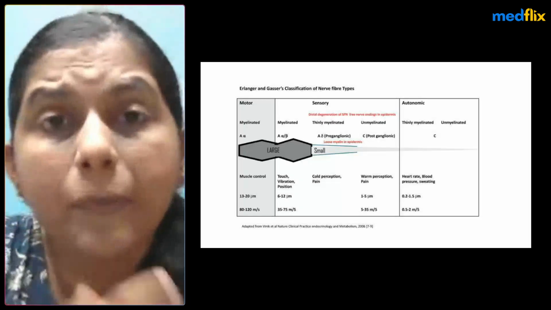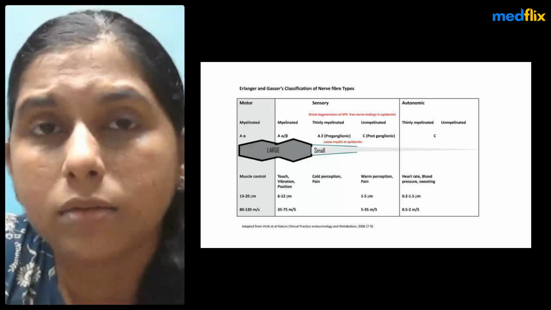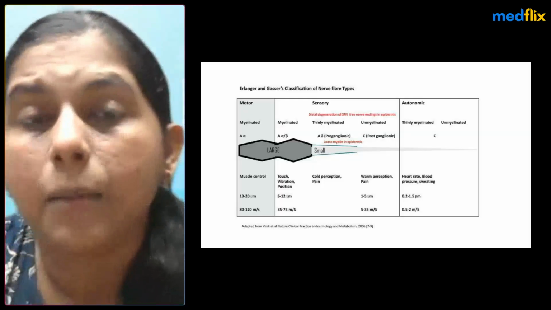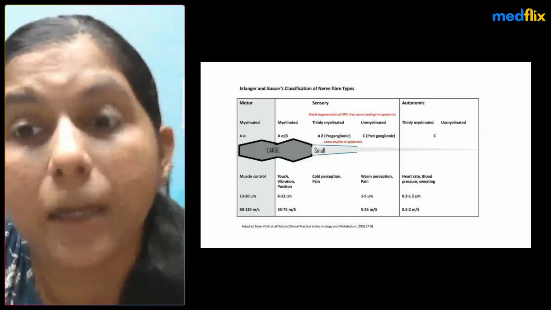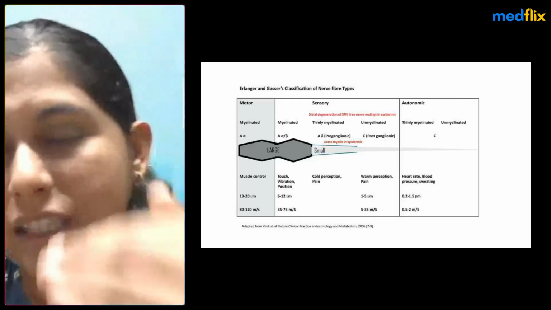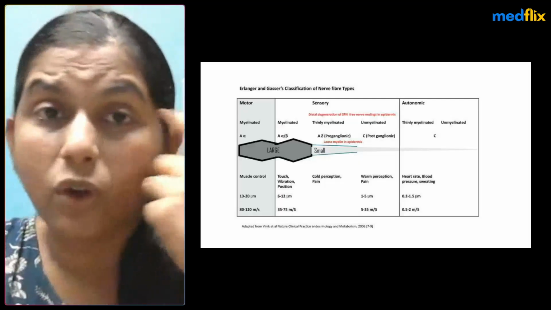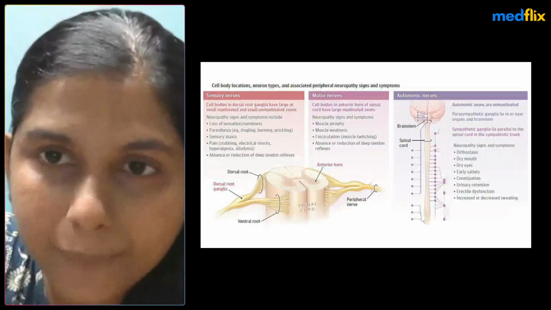Now, we start from the basics. So we know that the nerve fibers are divided into the large fibers, the small fibers, motor, sensory, autonomic, and they are myelinated and unmyelinated. And at this juncture, knowing this will tell us what are the various pathophysiological mechanisms which cause damage in peripheral neuropathy.